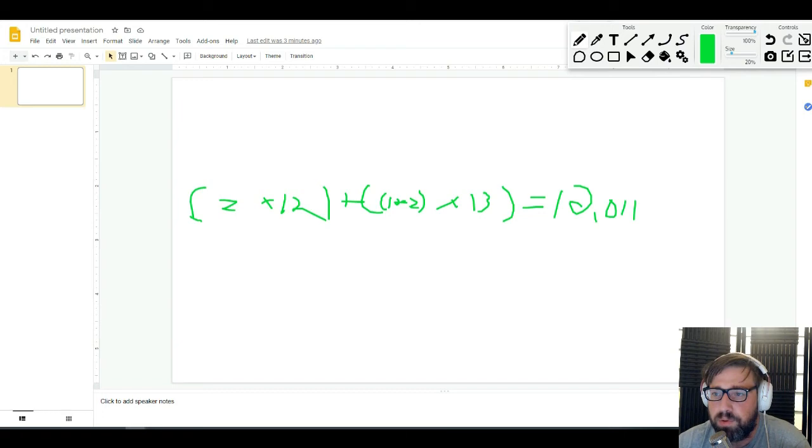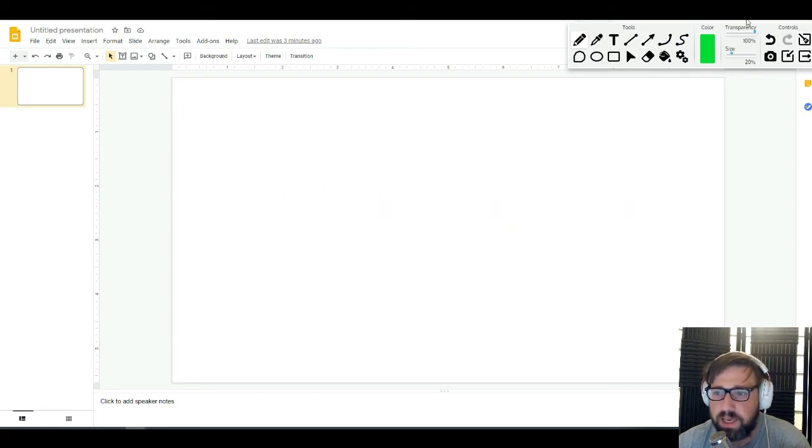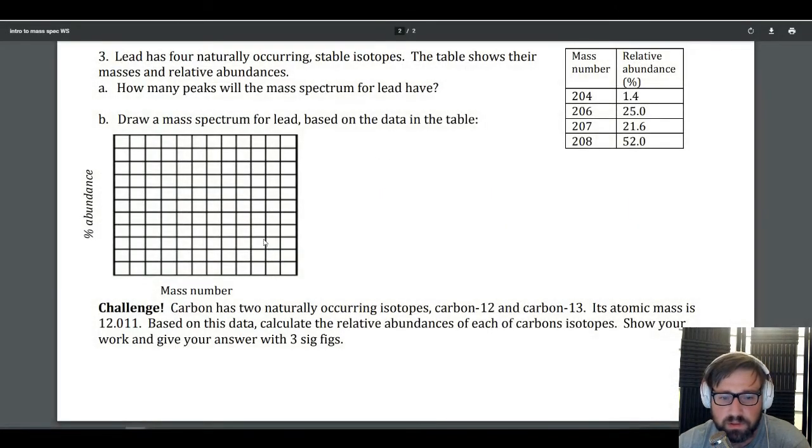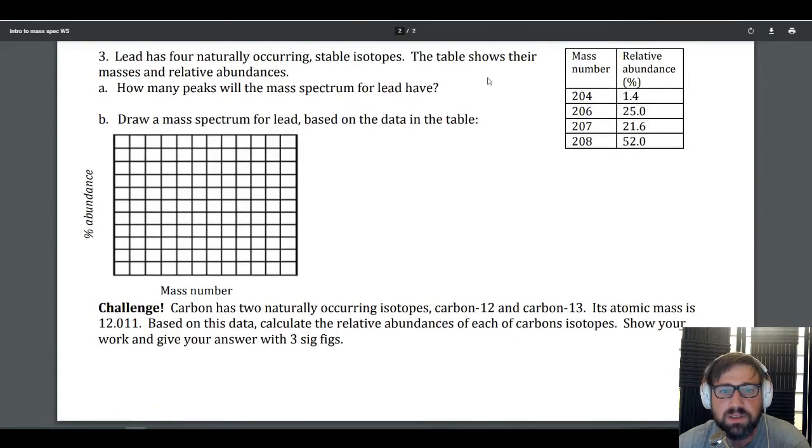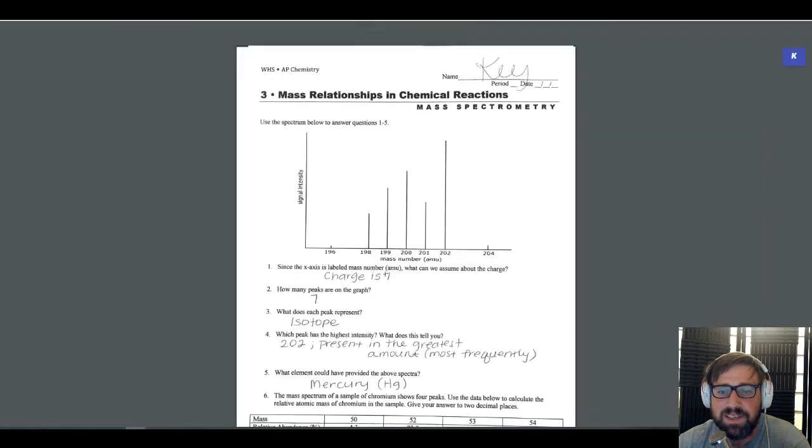You can go through and do that. I leave that as an exercise for the student. And they even tell you how many sig figs it is, like a chump, instead of having you guys do it. All right, so that's mass spec.